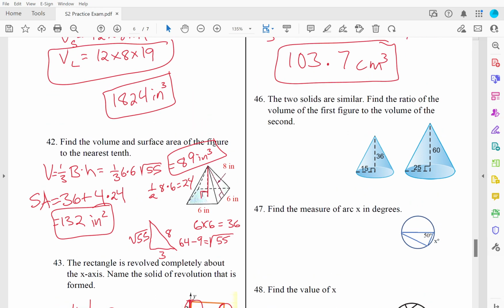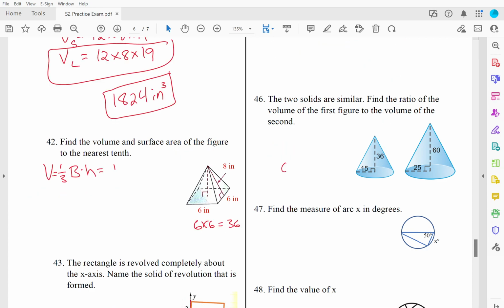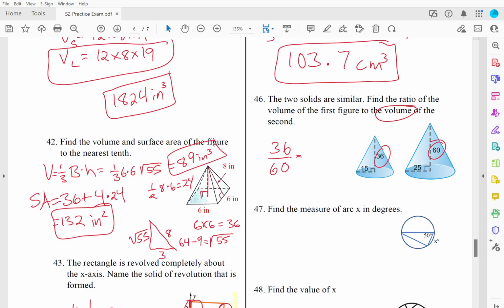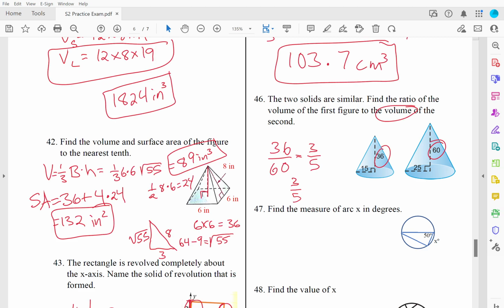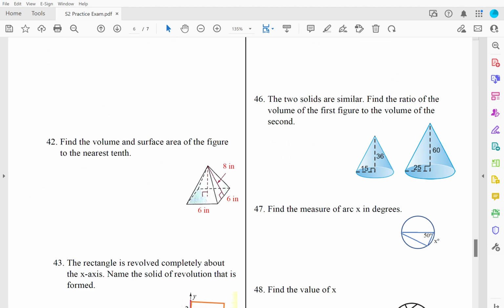Alright, we're getting there. Number 46. The two solids are similar. Find the ratio of the volume of the first figure to the volume of the second. This is volume. They're giving us lengths. So we're going to have to cube that ratio. First to the second, so it's going to be 36 over 60, which simplifies. They both have 6, and that takes it down to 6 over 10 and 2, so 3 over 5. So now we take 3 over 5 and we cube it.